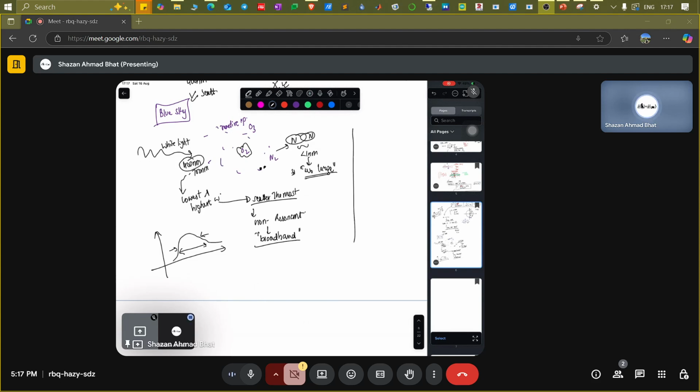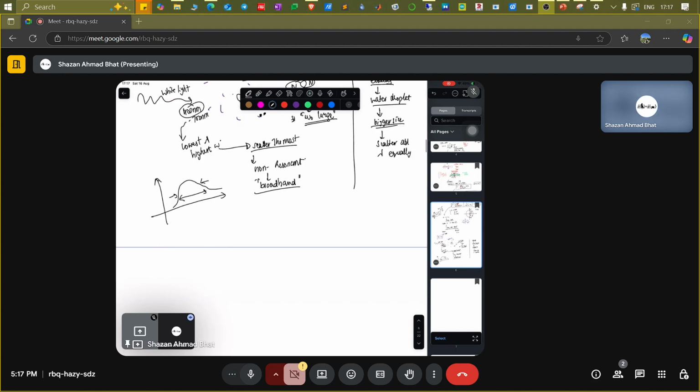And similarly, if we talk about clouds, they are made up of water droplets. These water droplets are bigger in size. They are of the order of millimeters; it depends upon the water size. So they are bigger in size, and it appears that they scatter all of the wavelengths equally. That is why they appear to be white.